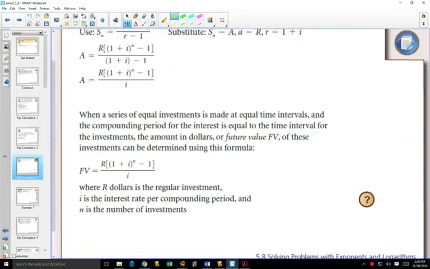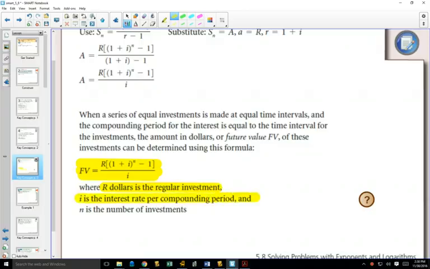Here is an example of a formula that could appear on your exam. In the past 5 years, I believe this formula has come up once. So they usually ask one of these questions per exam. Of all the formulas that we've had, some appear more than others, but this one I think has come up once. And they tell you that R stands for a regular investment.